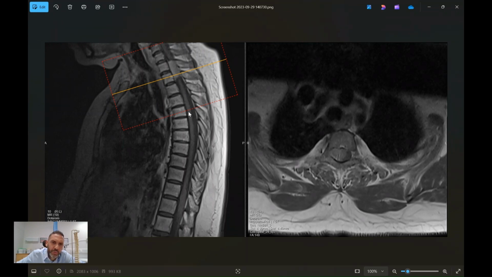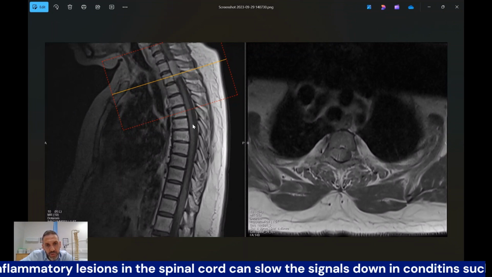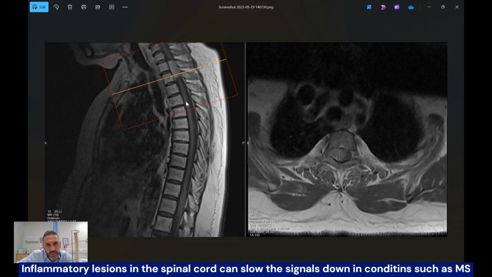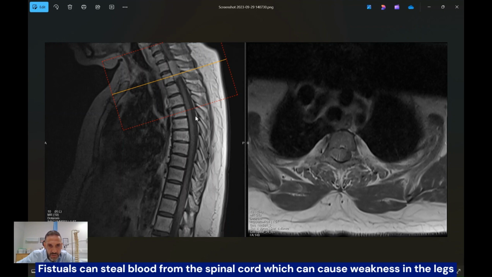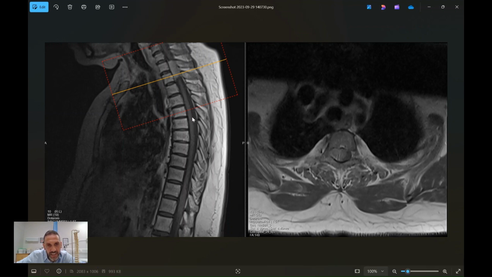But also within the spinal cord itself, you can get other medical problems. Certain inflammatory lesions in the spinal cord can slow the signals down, and we see that sometimes, for example, in multiple sclerosis. There's a condition called transverse myelitis, which is an infection and inflammation that can happen inside the spinal cord. And then there are certain problems with blood vessels called fistulas, for example, where an artery and a vein has an abnormal connection, stealing blood from the spinal cord. That can cause swelling or lack of blood supply to the spinal cord. That can cause weakness in the legs.